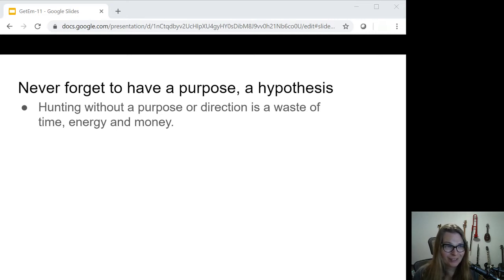When you start, never forget to have a purpose, a hypothesis. Point blank, hunting without a purpose or a direction is both a waste of time and energy. And thirdly, it's a waste of money. So make sure you have a direction, a hypothesis. It'll serve you well.